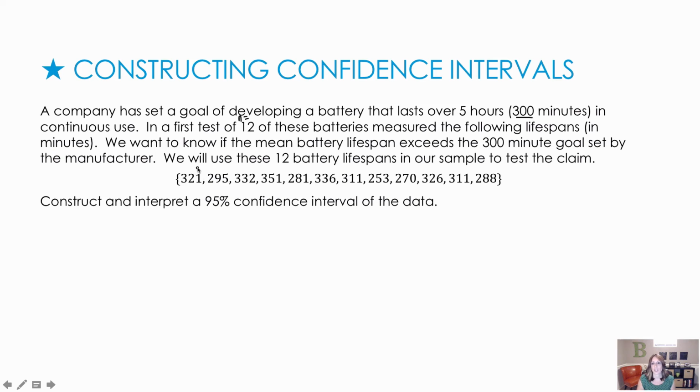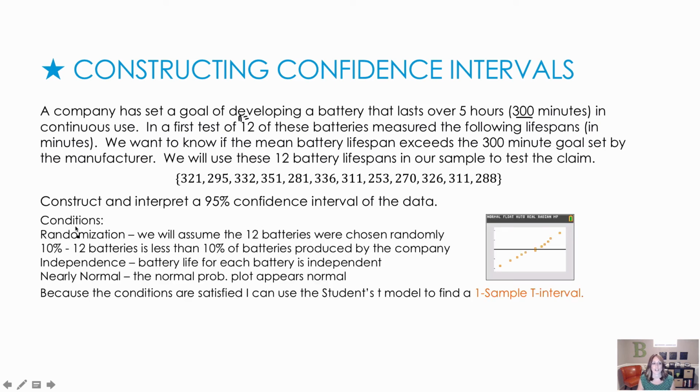So now we're just going to check it using the interval. So we're going to test the claim. So we're going to construct our interval first by checking our conditions. So our conditions are randomization. It doesn't specifically say that it's random, but we are going to assume that they are. 10%: 12 is less than 10% of all batteries produced by this company. Independence: battery life of each battery is independent, and nearly normal: I've made a probability plot and it looks like a nice diagonal line. And then because the conditions are satisfied, I can use the Student's t model to find a 1-sample t interval.